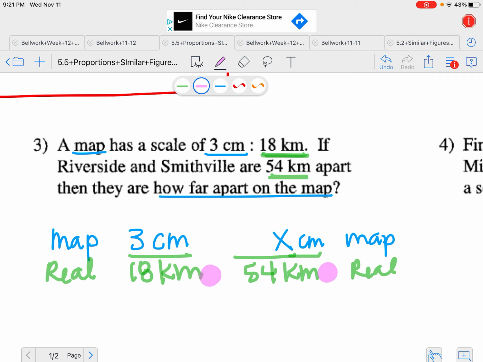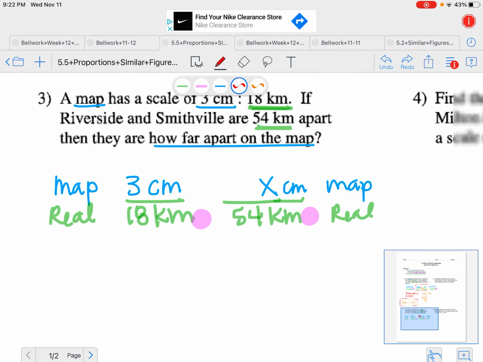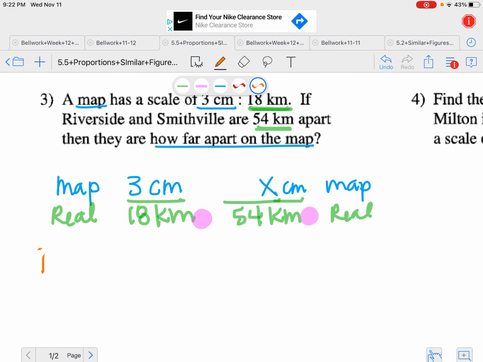You do not always, this is not always where the X goes. It might go on bottom sometimes. It just depends, okay? So don't think it always goes there. But then again, you would still just do your 2 steps. You would cross multiply. And then second step would be divide.